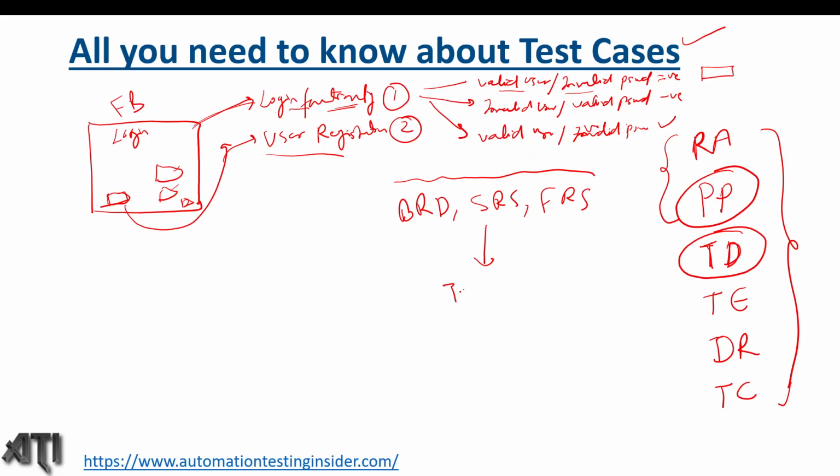So test scenario is derived from these documents, and test cases will be derived from test scenarios. So let's say we are testing this Facebook application, and here we have 10 scenarios we have identified. For a particular feature we have identified 10 scenarios, and there could be 10 test cases or more. So let's say each scenario has 5 test cases. So we will write 50 test cases for this functionality for this number of test scenarios.